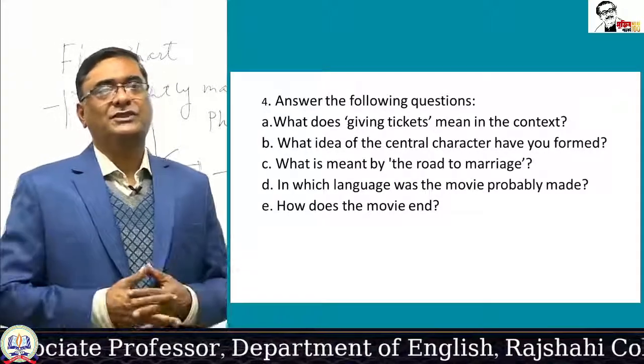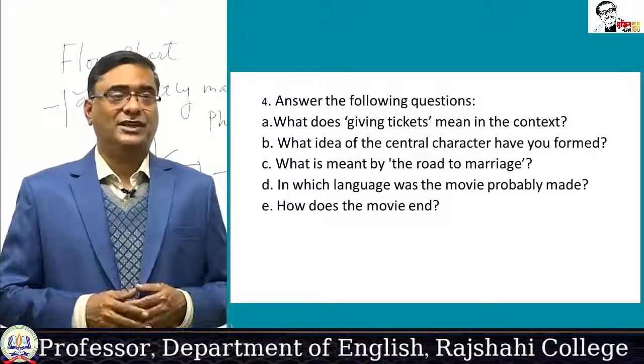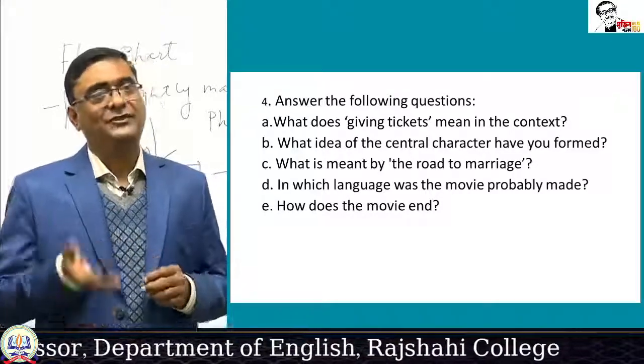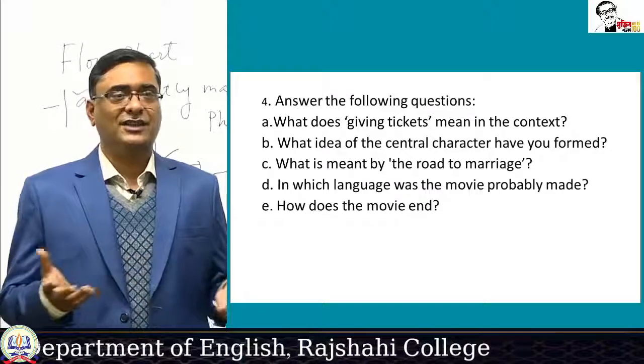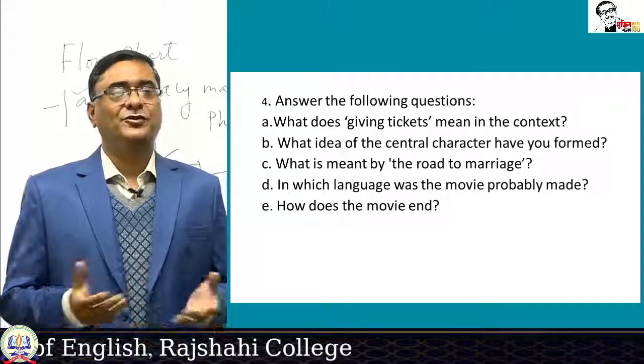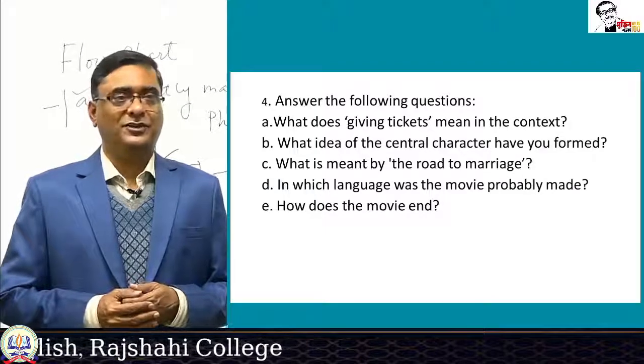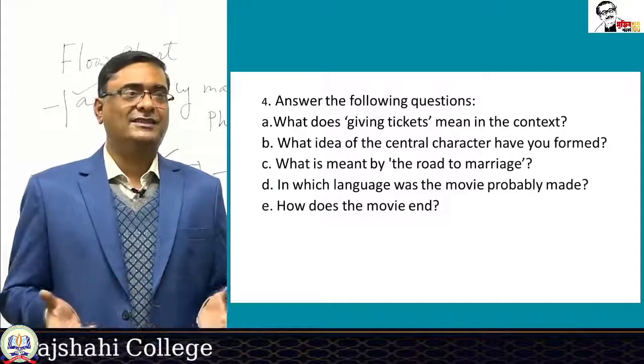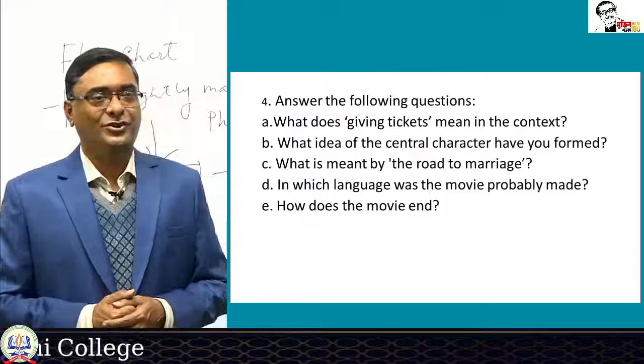In which language was the movie probably made? Probably, because in the passage it is not said, but in the introduction it was mentioned. It was made in the Greek language probably. How does the movie end? The movie ends happily with everyone, as every romantic movie or novel ends.